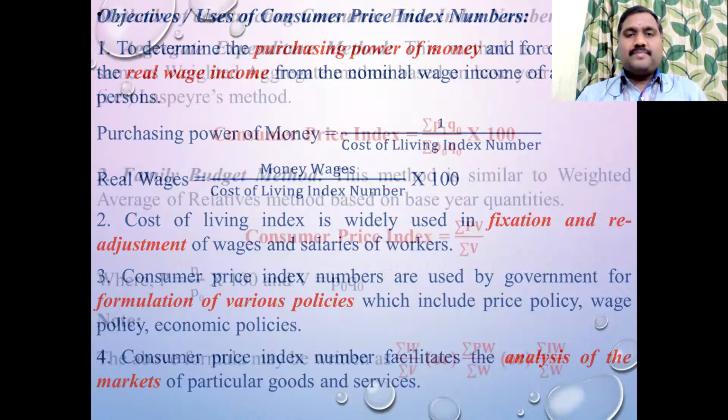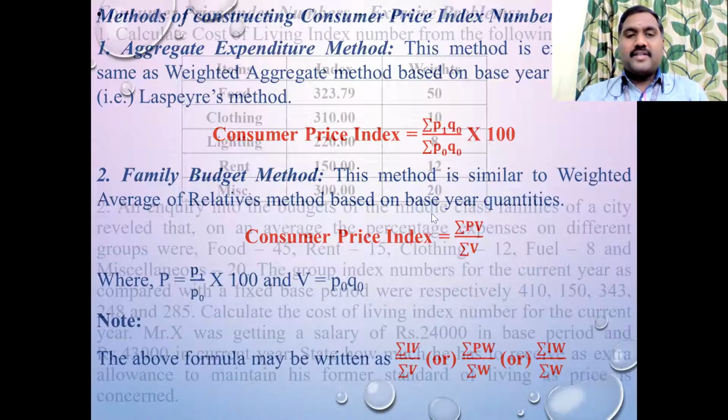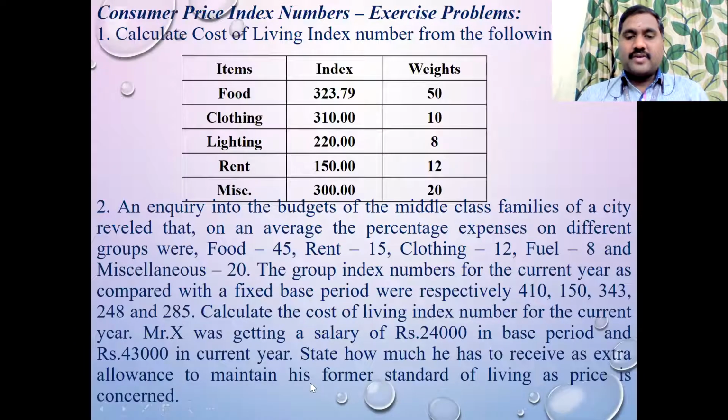And these are the two methods: aggregate expenditure method and family budget method. These two methods are similar to the previous methods. Aggregate expenditure method is similar to the Laspeyres method formula. See the formula, then you will be able to understand. And the family budget method is similar to the weighted average of price relative method, summation PV by summation V. So here also, depending upon the value, you can find out the family budget method. Okay, is it clear? The theory part is clear. And these are the two problems that we worked out in the previous class, right?